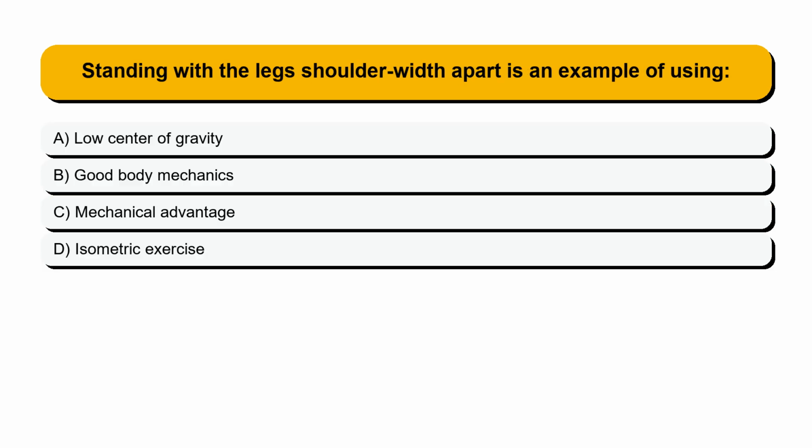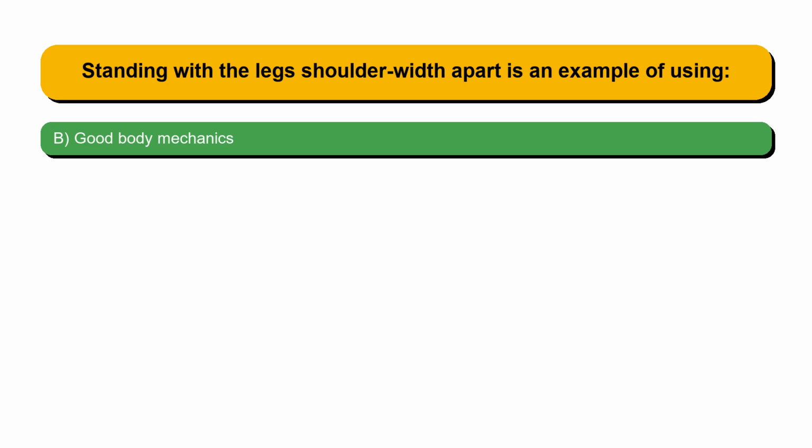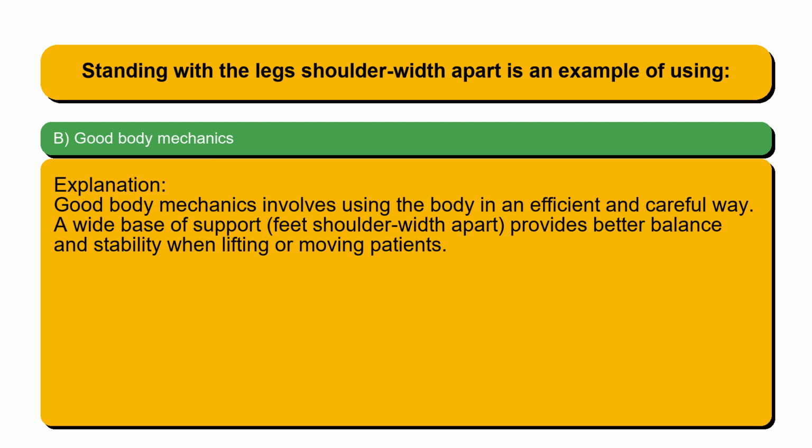Question 72. Standing with the legs shoulder-width apart is an example of using option A, low center of gravity. Option B, good body mechanics. Option C, mechanical advantage. Option D, isometric exercise. The correct answer is option B, good body mechanics. Good body mechanics involves using the body in an efficient and careful way. A wide base of support, feet shoulder-width apart, provides better balance and stability when lifting or moving patients.